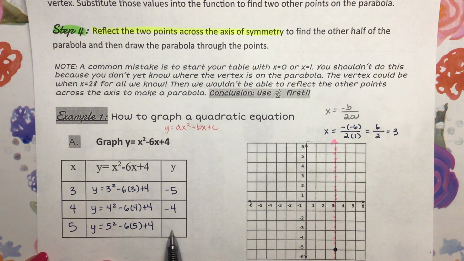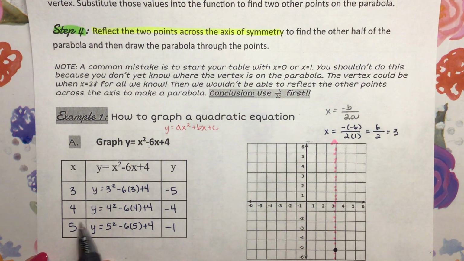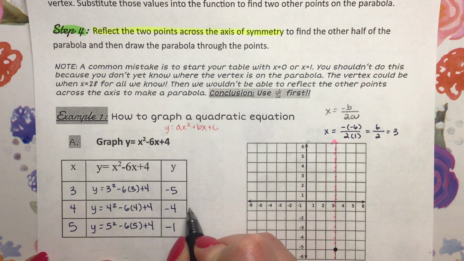And now let's figure out what my y value is for this one. So 5 squared is 25. That's 5 times 5. Minus 30, because that's 6 times 5. So 25 minus 30 is negative 5. Plus 4 is negative 1. So I now have these two other coordinates that I can put on my graph.